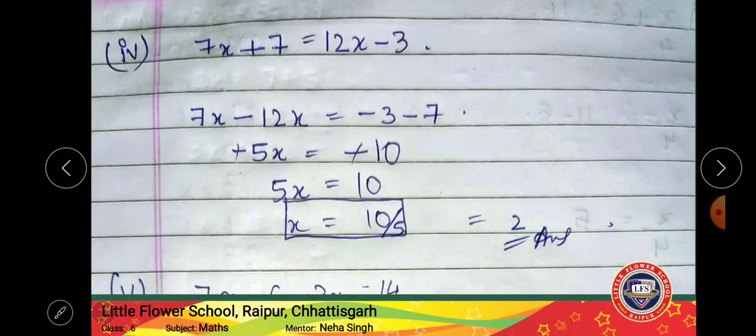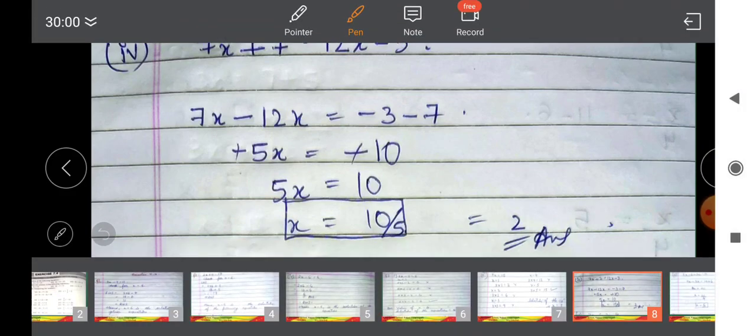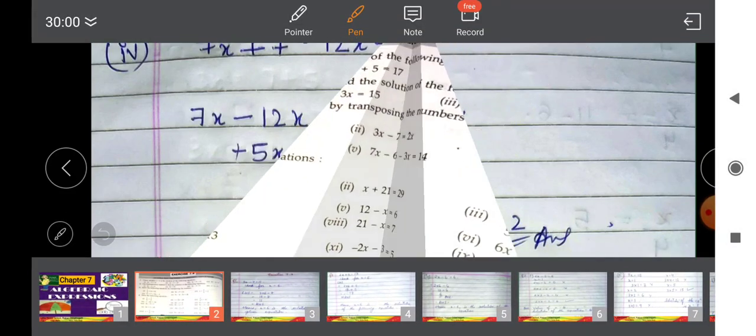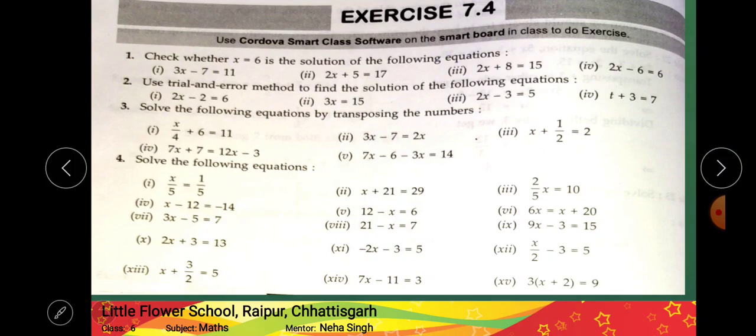Coming to the next, again, 3x plus 7 equals 12x minus 13. This is the fourth question. Solve the following equation by transposing the numbers. In this, till now we had done the hit and trial method. We had to put the value for x equals 1, 2 and then solve.